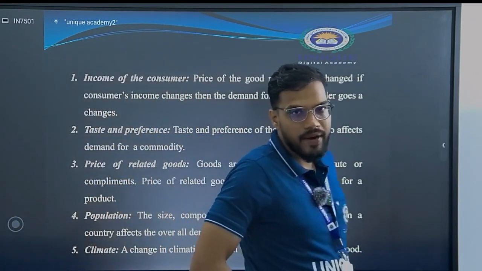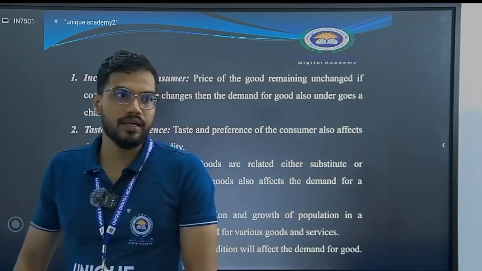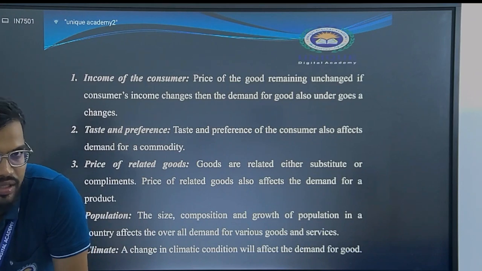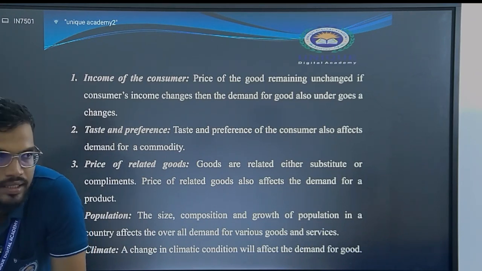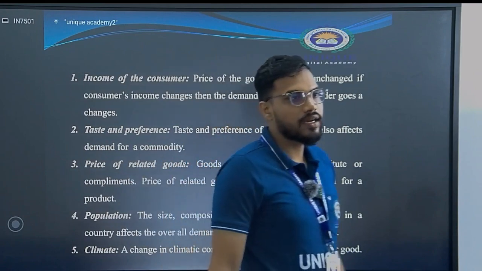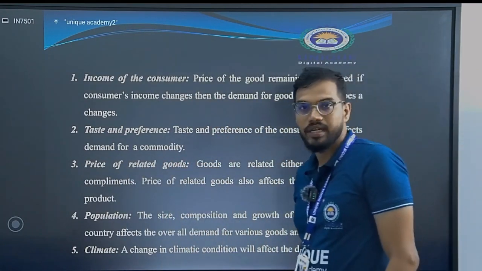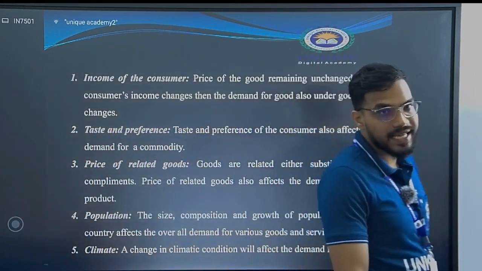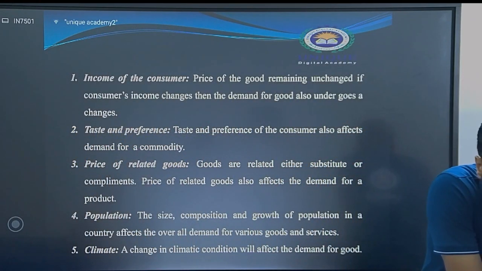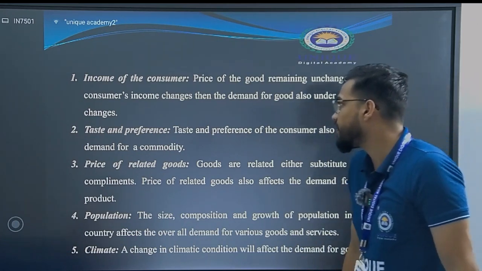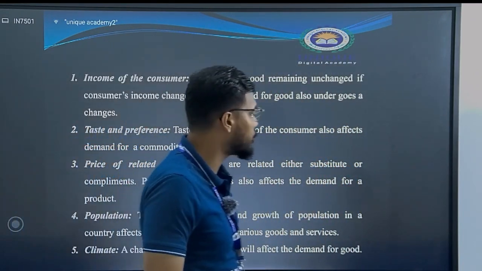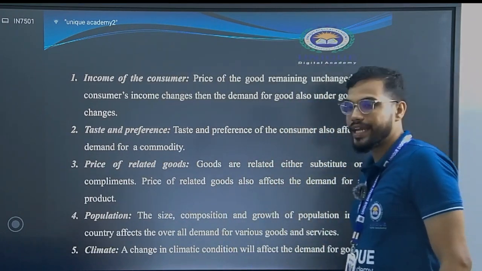So when the income of an individual increases, his demand for a commodity increases, and when the income of an individual declines, his or her demand for a commodity declines. So except price, income also affects the demand for a product. Next, taste and preference. Suppose chicken is my favorite food. So whatever the price of chicken, I am interested to purchase chicken. So my taste and preference also affect the demand for a product. Taste and preference of the consumer also affect demand for a commodity.